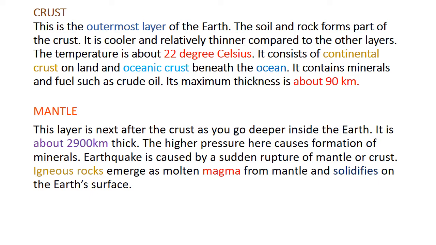Now let's take note that the crust contains minerals and then fuel, such as crude oil. That's where crude oil and then minerals are obtained. Aluminium and the rest, they are obtained from the crust.